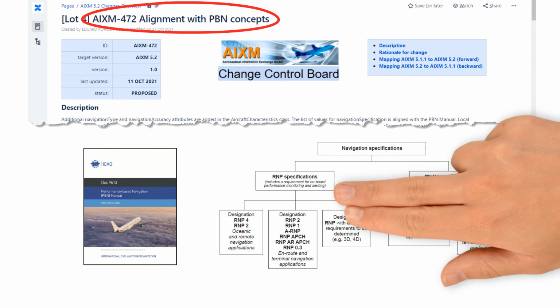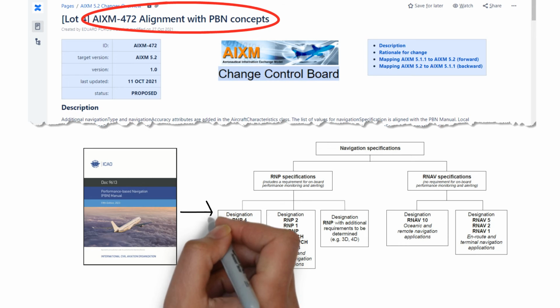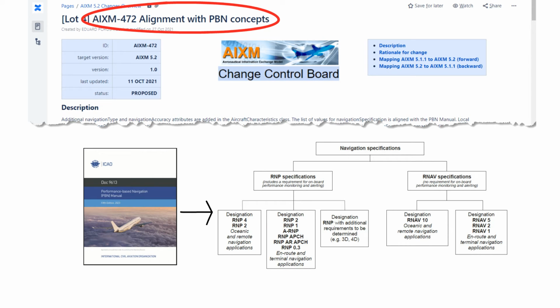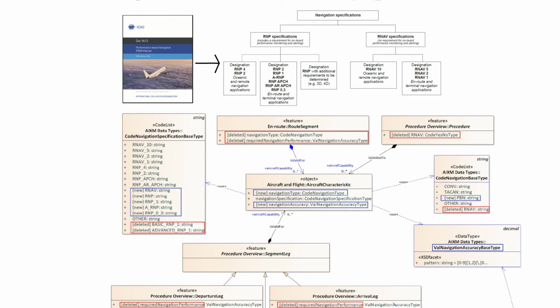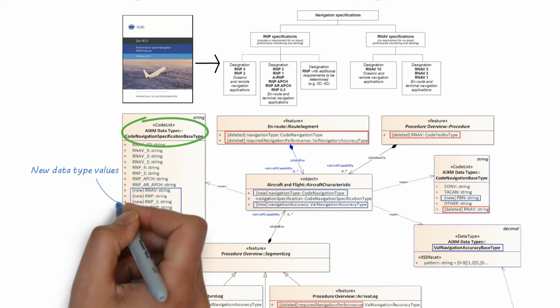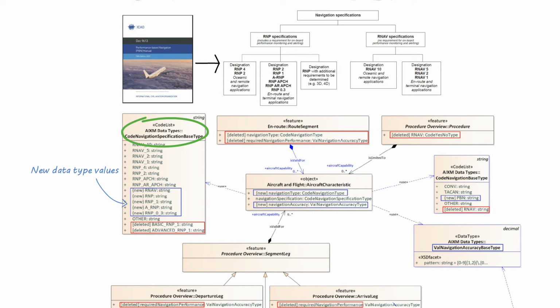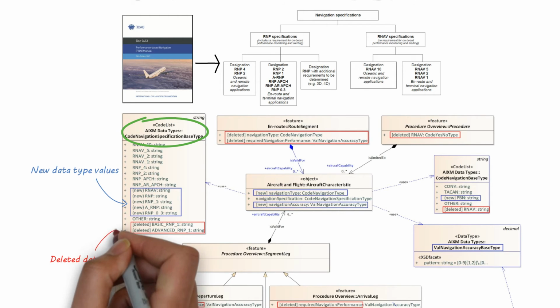The latest PBN manual defines a couple of navigation specifications which are not fully supported by the older versions of AIXM. As you can see, for this change not only one, but many AIXM classes have been modified. Several code lists have been updated. For example, for the code NavigationSpecificationBaseType, new values have been added, such as A-RNP and RNP 0.3, whereas others have been deleted.